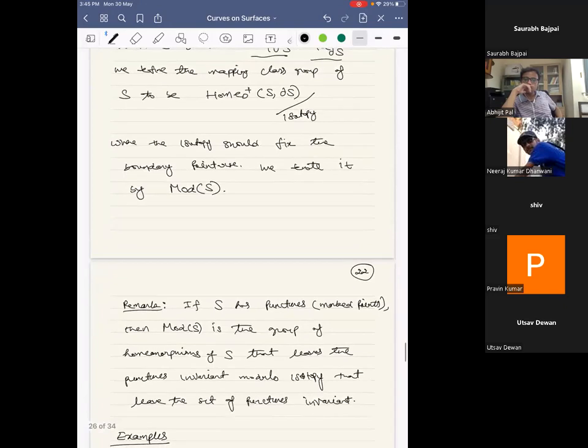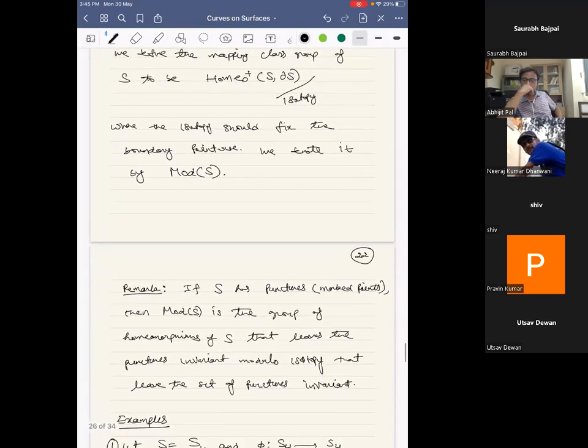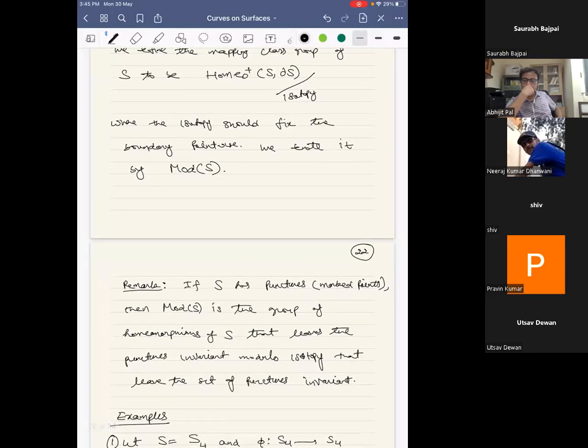We fix our notation Mod(S) for the mapping class group. And here is a remark about punctures. If S has punctures, then what is Mod(S)? All these conditions hold, but you allow the punctures to be permuted. The set of punctures should remain invariant. That's it. Punctures need not remain pointwise fixed. Your punctures are nothing but marked points or distinguished points, so you allow them to be permuted. That is the difference between boundary and puncture. We have to be careful what we are dealing with. For boundary, you say it is pointwise fixed, but for punctures, a permutation is allowed.